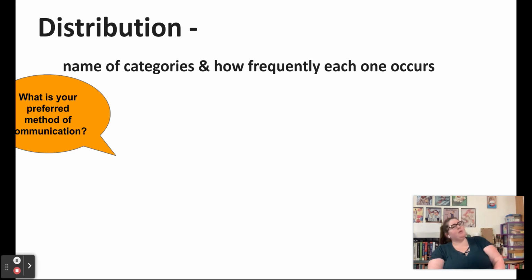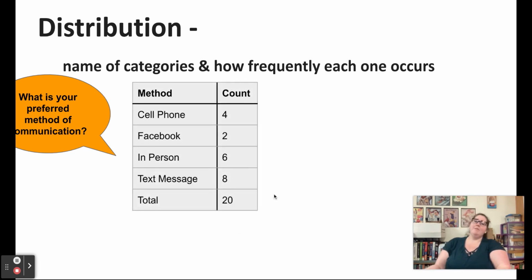Distributions can be for categorical data or numerical data, but you're probably more used to seeing it with categorical data, and it looks something like this. It's just a table. The table is telling us how many people answered each category. This survey question was, what is your preferred method of communication? It was asked to high school students somewhere, sometime.